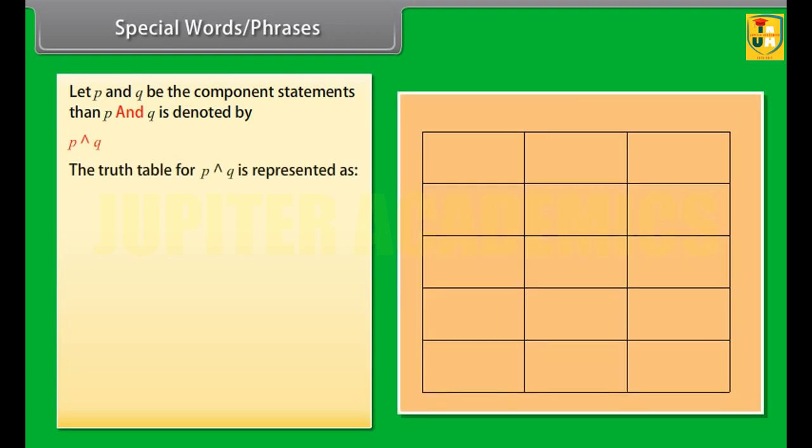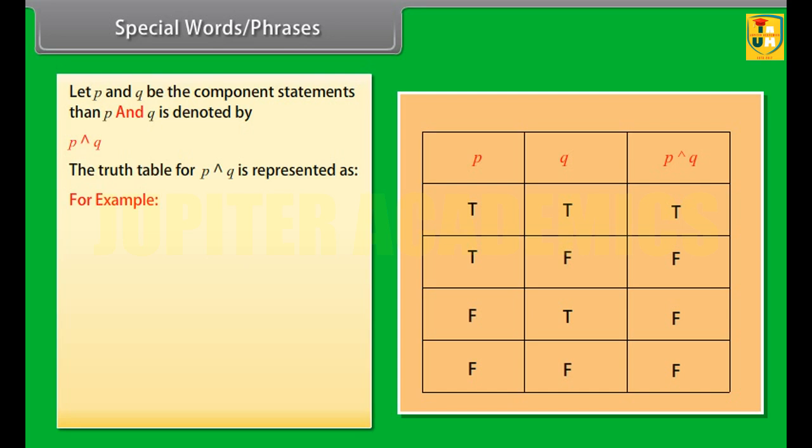The truth table for P and Q is represented as: for P true and Q true, P and Q is true. For P true and Q false, P and Q is false. For P false and Q true, P and Q is false. For P false and Q false, P and Q is false.